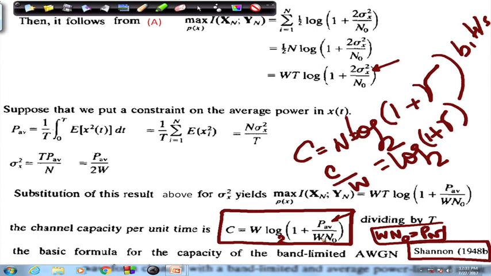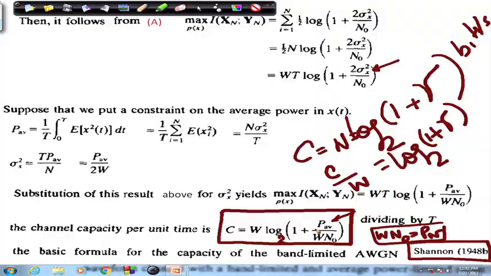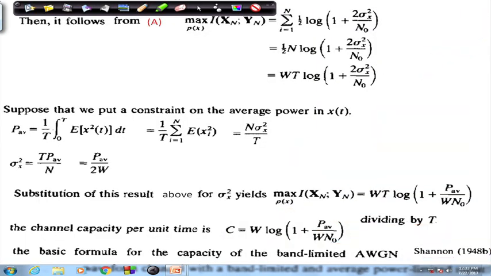So, given a particular bandwidth W, you could use this particular expression to calculate the number of bits that could be sent per second per hertz. This is known as the spectral efficiency of the channel, right.